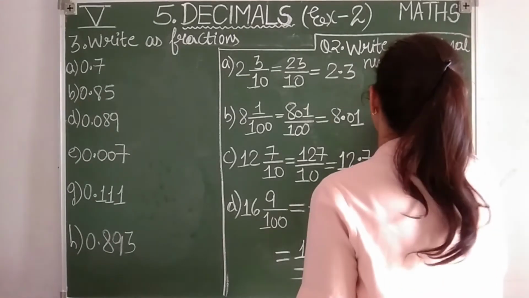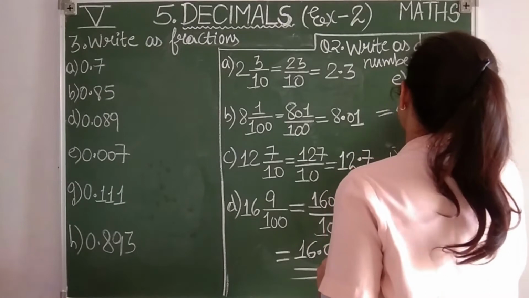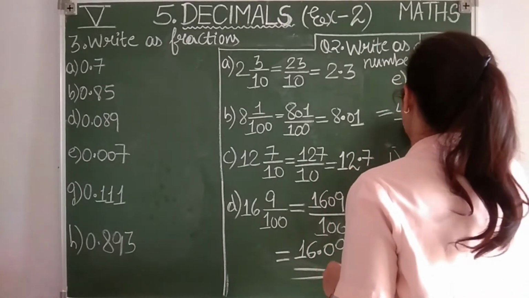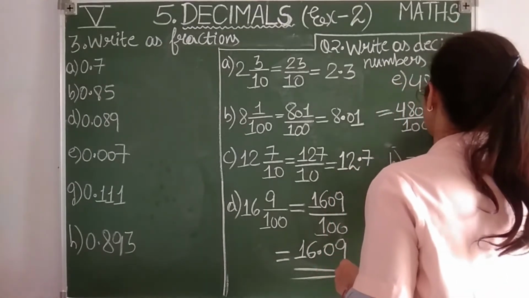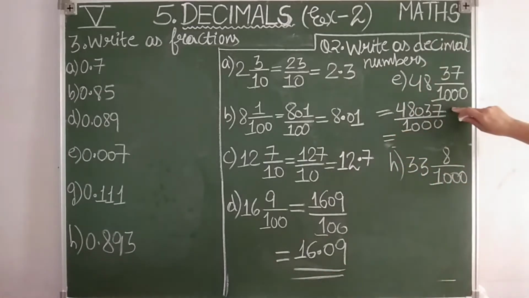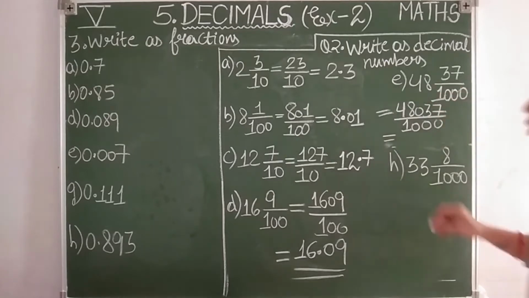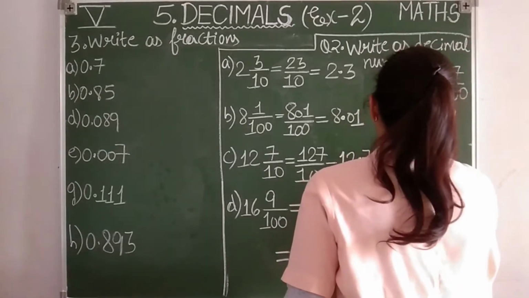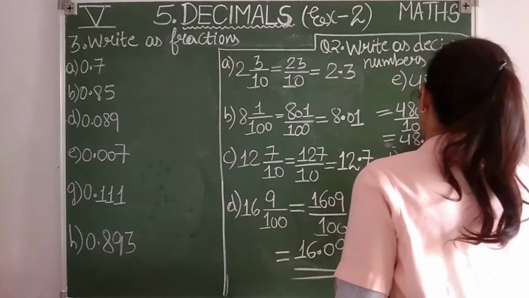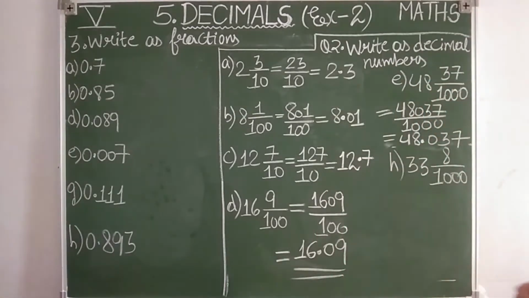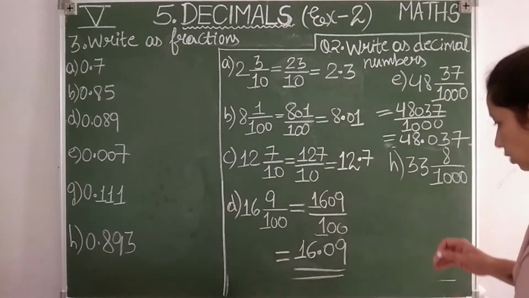48,000 plus 37 you will get 48,037 upon 1000. Clear students? Okay, 48 into 1000, 48,000 plus 37, so 48,037 upon 1000. Now thousandths place means the point will come before 3 digits, that means 037 before the point. That means our final answer is 48.037. Clear? Okay, next point, students.